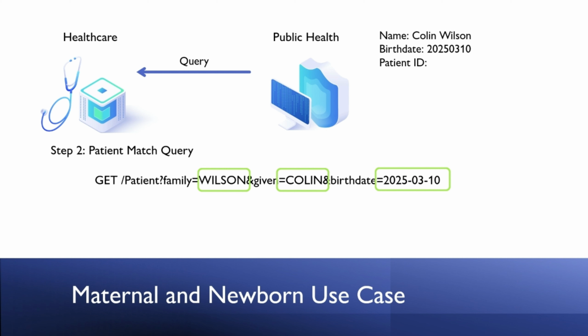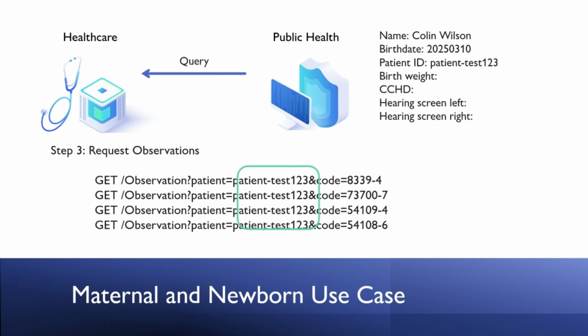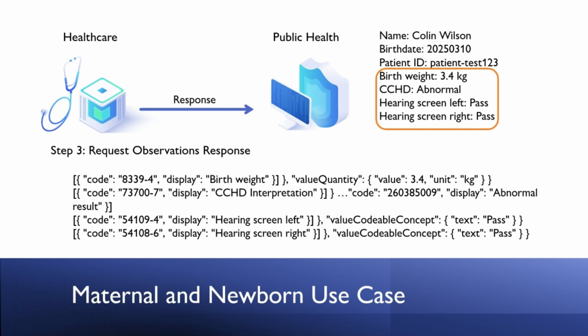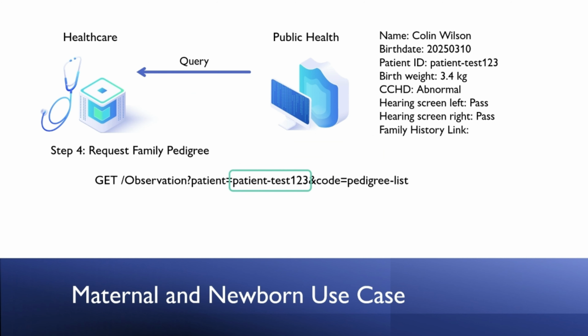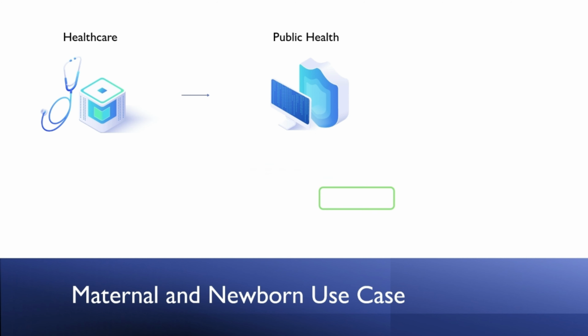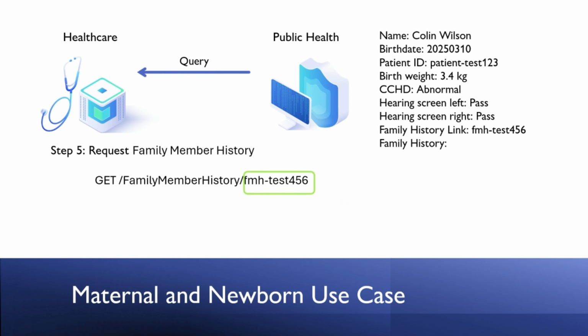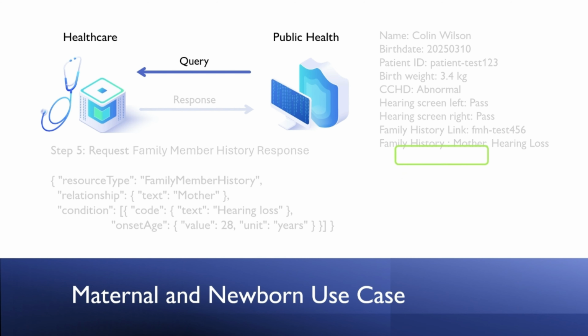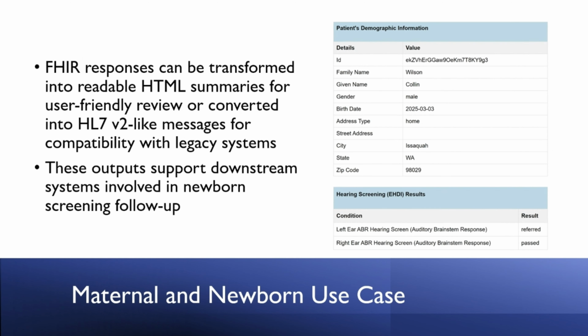The initial query uses demographic details such as name and date of birth to retrieve the internal patient identifier. This identifier is then used in a follow-up query to retrieve the baby's screening results. It also retrieves an observation that links to family history information, which can reference a family member history resource containing data on genetic conditions, risk factors, or hereditary diseases. These FHIR responses are transformed into readable HTML summaries or converted into HL7v2 messages for downstream systems.